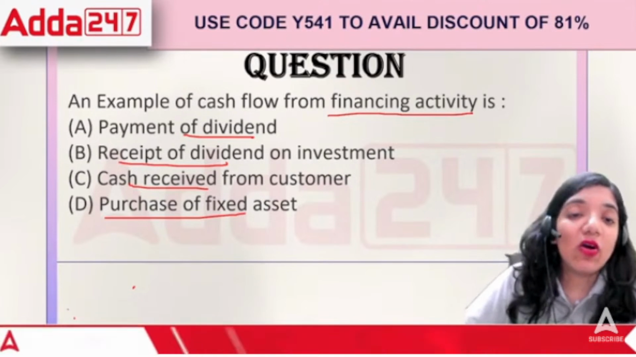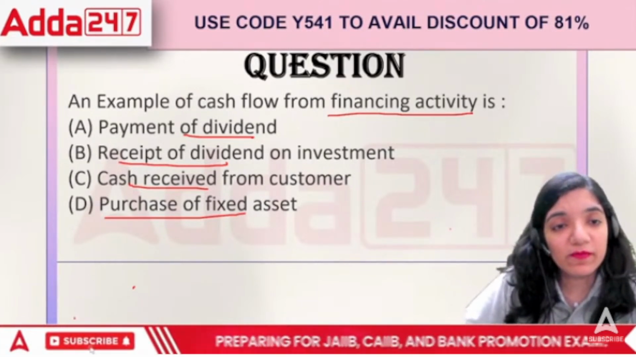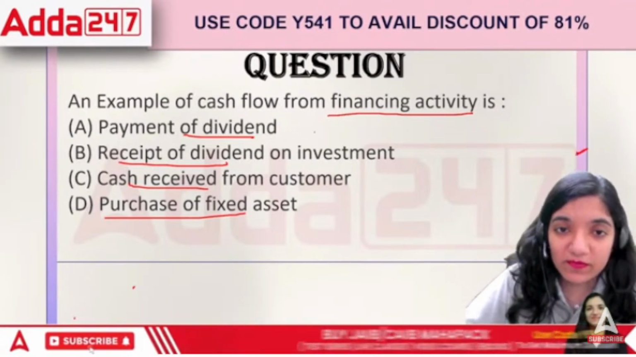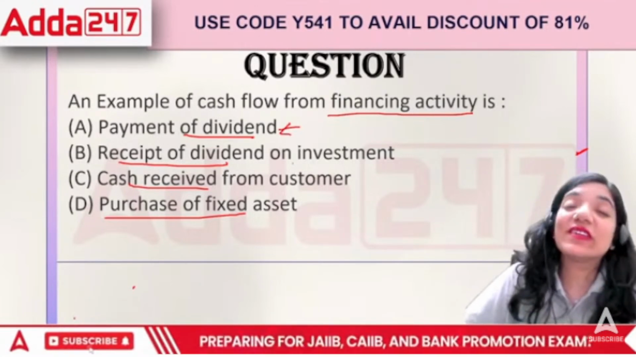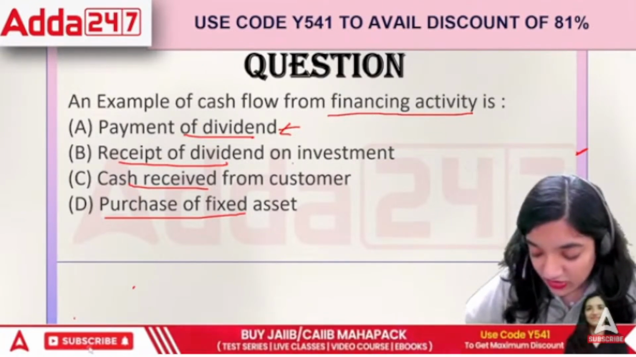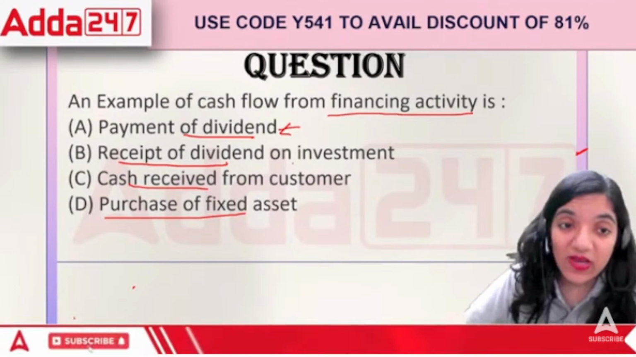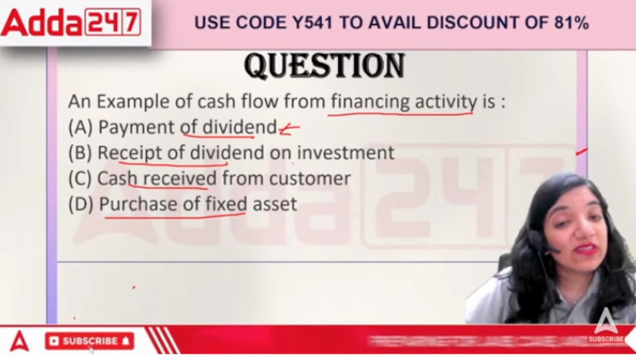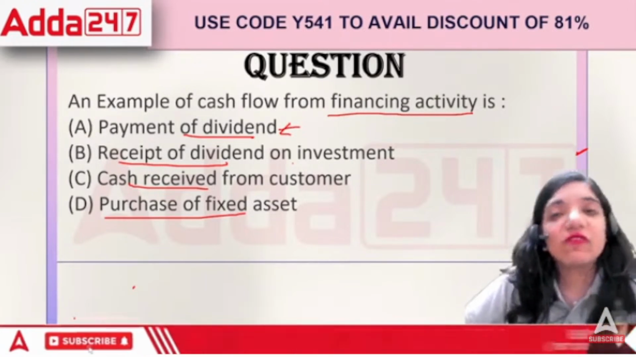The example of financing activity would be payment of dividend. Why? Receipt of dividend on investment is because we are investing money somewhere else and recording it that way. It is called investing activity, right? In terms of investing activity where there is an addition to it, it is basically receipt of dividend on investments. Next is cash received from customers.